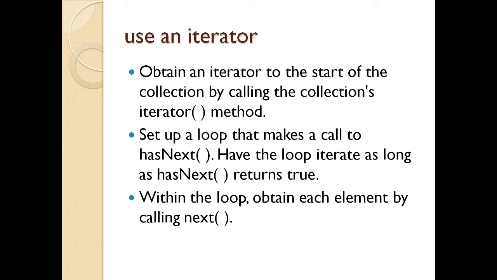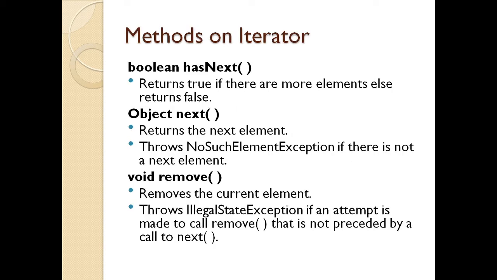Now what are the methods of Iterator? Boolean hasNext: it will check if there are more elements, else return false. So its return type is boolean. Object next: it returns the next element. If there are no elements, it throws a NoSuchElementException. If you want to remove the current element the iterator is pointing to, you have a method called void remove. It throws an IllegalStateException if an attempt is made to call remove that is not preceded by a call to next. So exceptions are handled in the iterator methods.